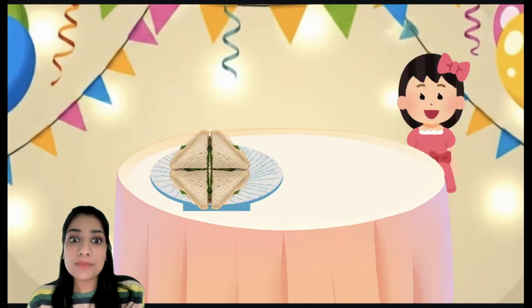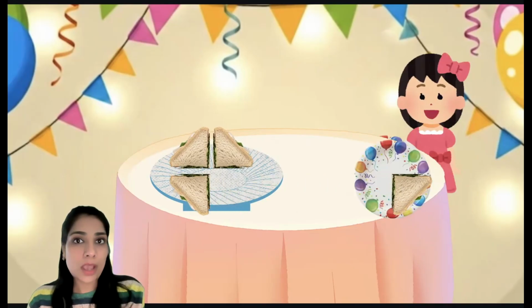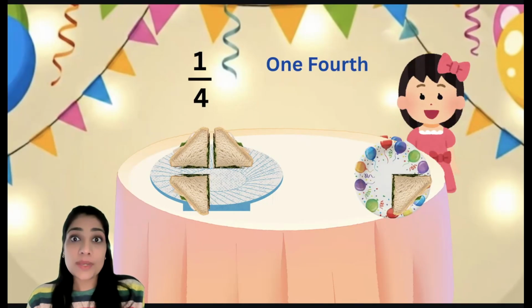How about Seema? Seema wants to grab some sandwich. She sees that a sandwich has been cut into 4 equal parts and she takes one part. How much of the sandwich did she grab? 1 out of 4. So 1/4. This fraction has a special name. It's called quarter. So she took a quarter, but she still felt hungry.